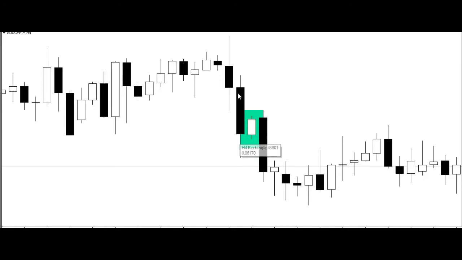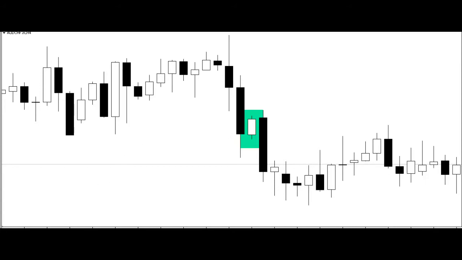which we would call the mother bar. So the problem we've got though is that inside bars can form all over our charts. If we look at this chart, we've got an inside bar here, this being the mother bar, inside bar here, inside bar here. So obviously they're quite a common occurrence, and we need to make sure we know when to trade the inside bar and when not to.